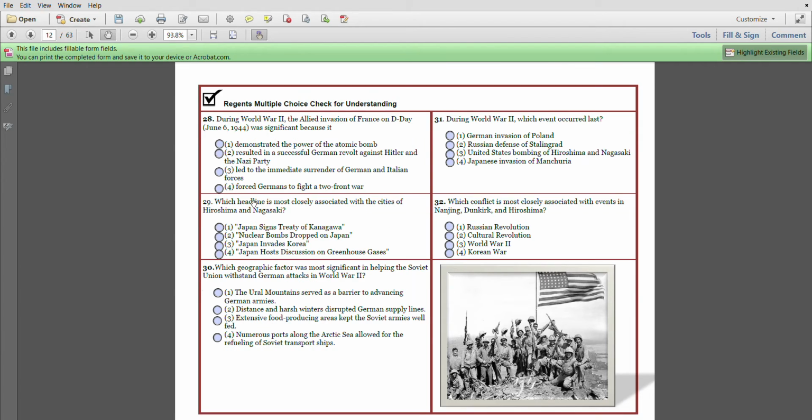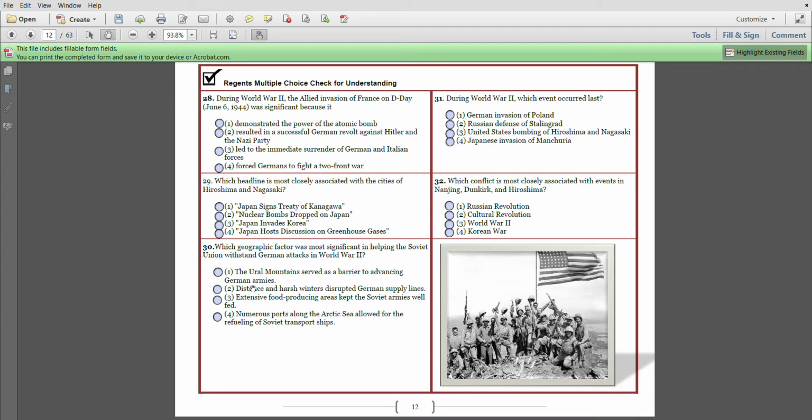29. Which headline is most closely associated with the cities of Hiroshima and Nagasaki? Japan signs Treaty of Kanagawa. Nuclear bombs dropped on Japan. Japan invades Korea. Japan hosts discussion on greenhouse gases.